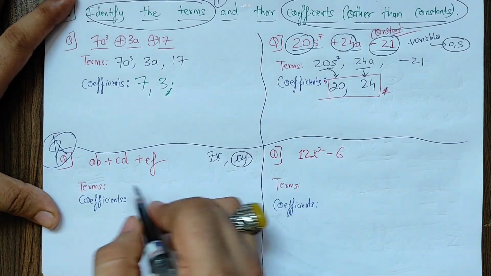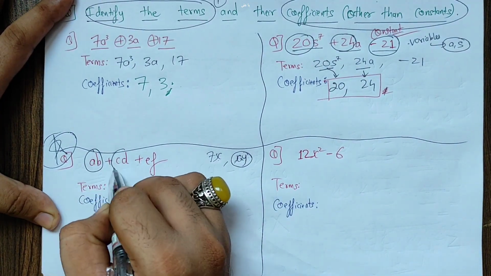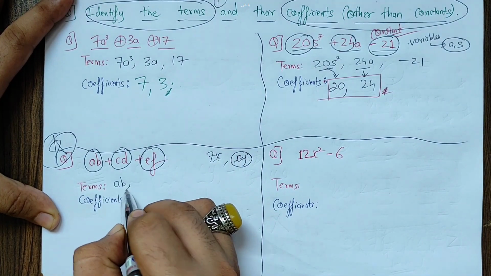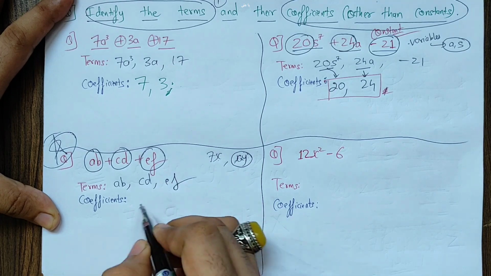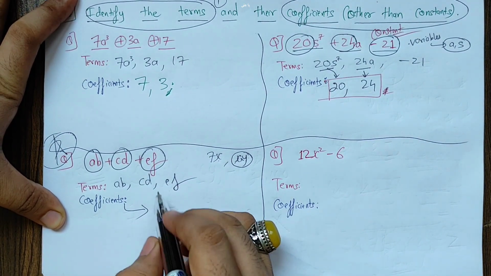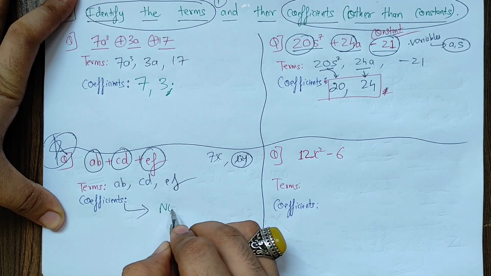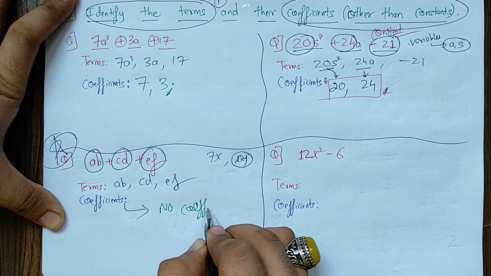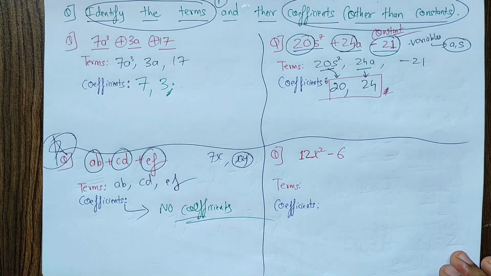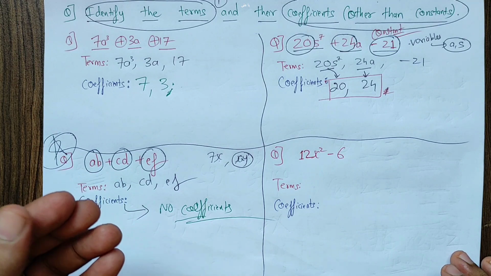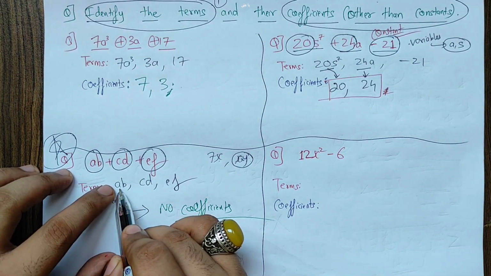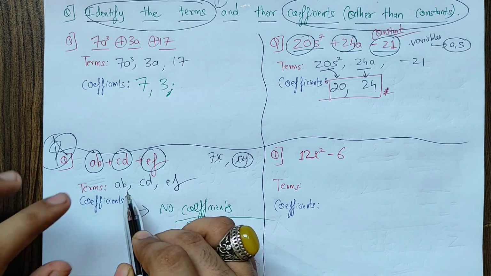So similarly over here AB is one term, CD is one term, EF is one term. So total we have 3 terms: AB, CD, EF. Speaking about coefficients please, all of you, how many coefficients can we see? I'll say here we have no coefficients. Why no coefficients? Coefficients are the numbers along with the variables. So here A is a variable, B is also a variable. So there are no numbers.